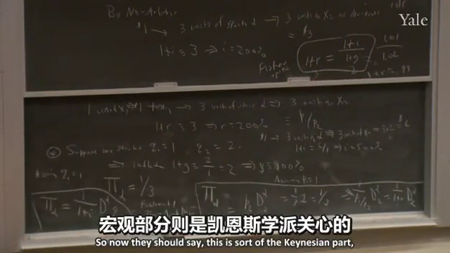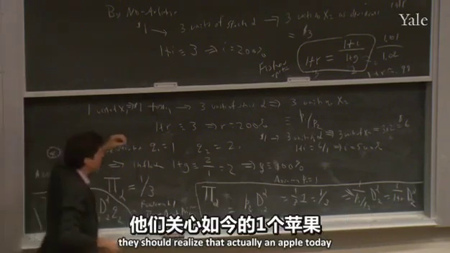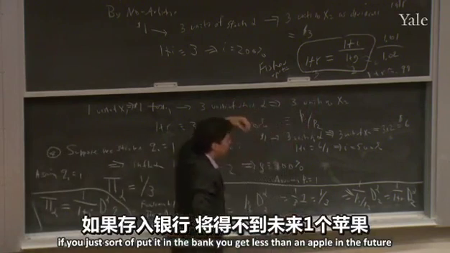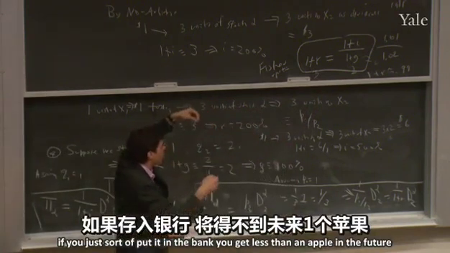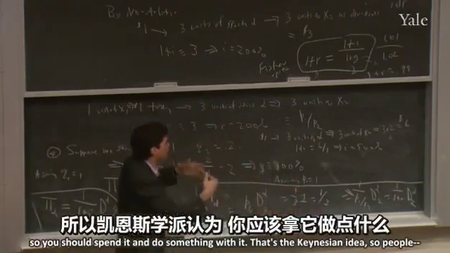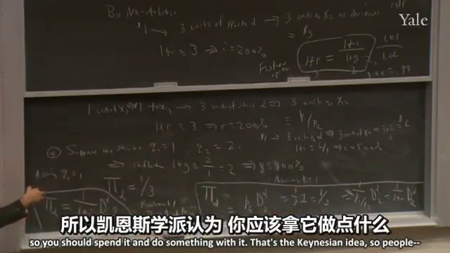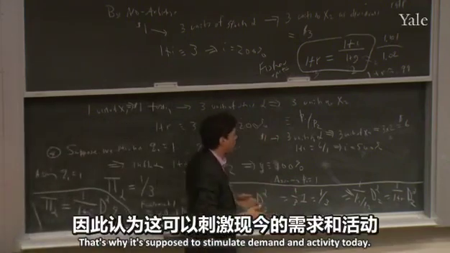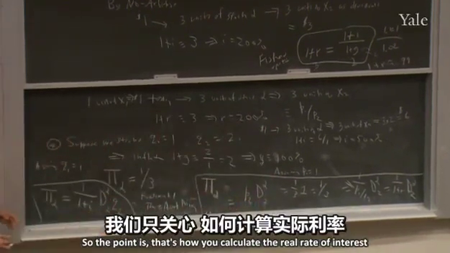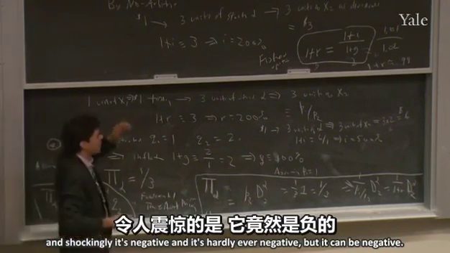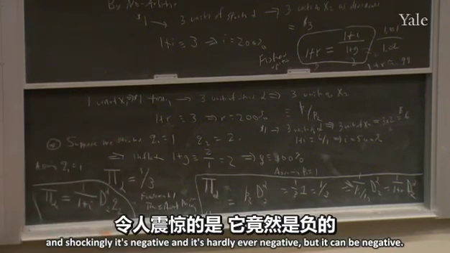So now, this is sort of the Keynesian part, they should realize that actually, an apple today, if you just put it in the bank, you get less than an apple in the future, so you should spend it and do something with it. That's the Keynesian idea. Why fritter away part of your apple? Do something with it. That's why it's supposed to stimulate demand and activity today. So the point is, that's how you calculate the real rate of interest, and shockingly, it's negative. It's hardly ever negative, but it can be negative.